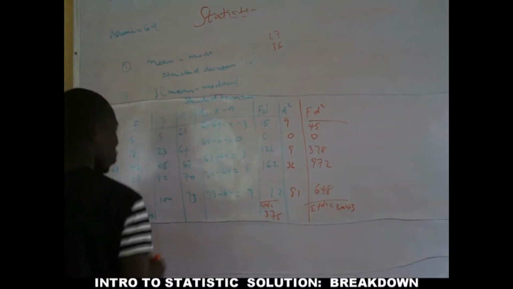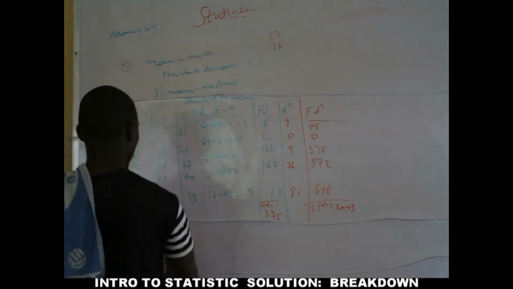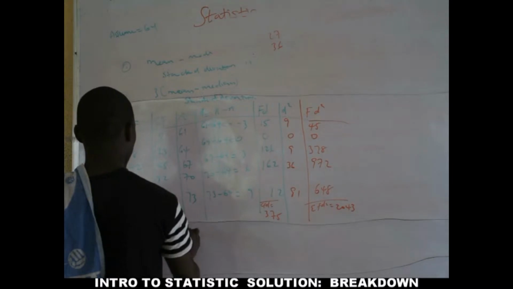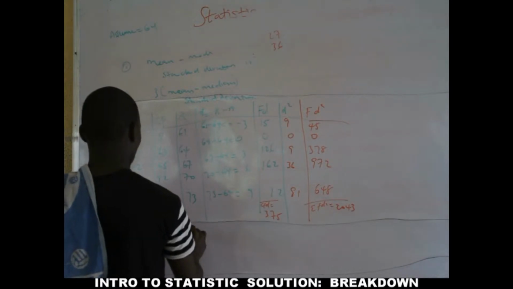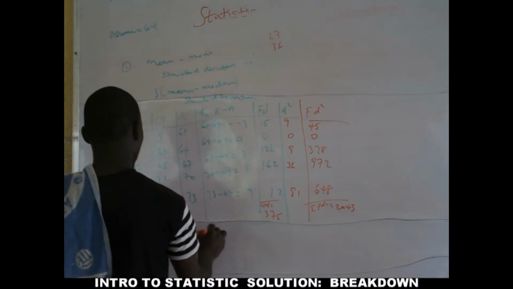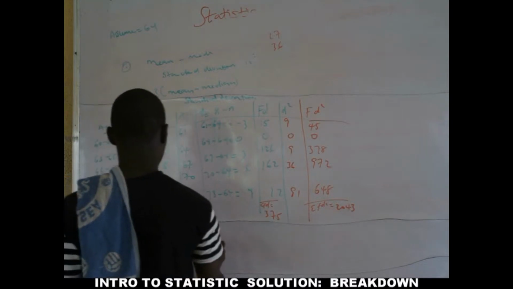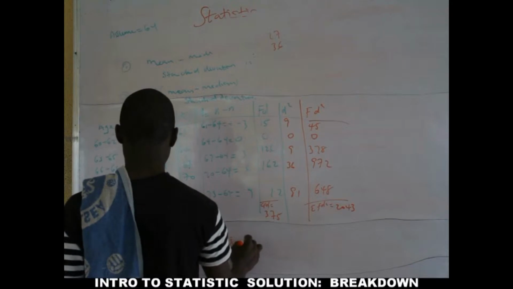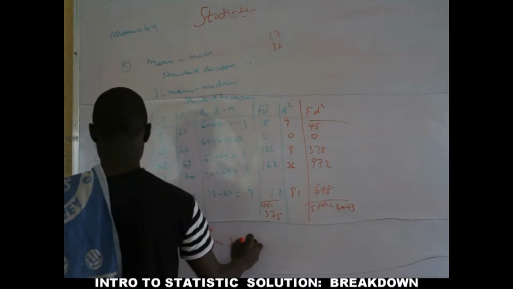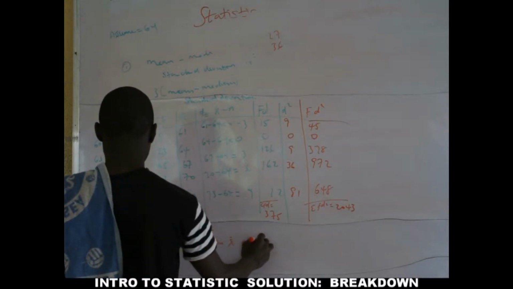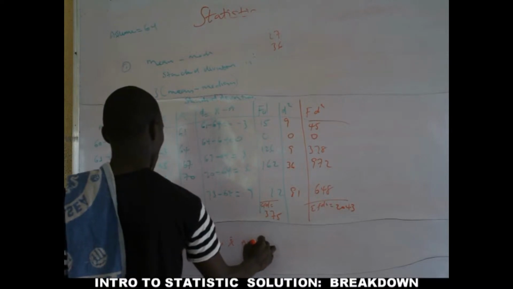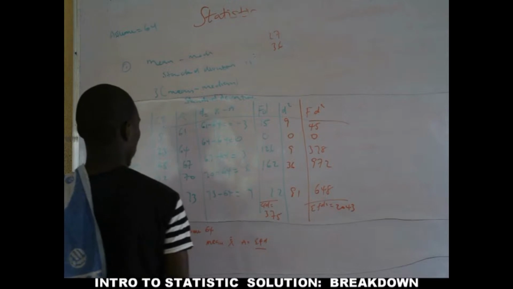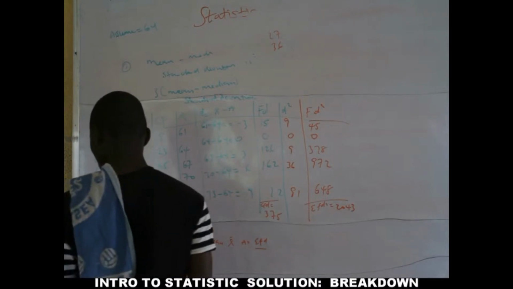From here we can proceed. We use an assumed mean. Assumed mean as what? As 64. Then let's calculate for the mean, which is x̄ equals assumed mean plus ΣFD over ΣD.